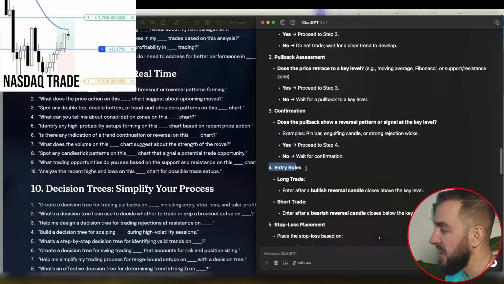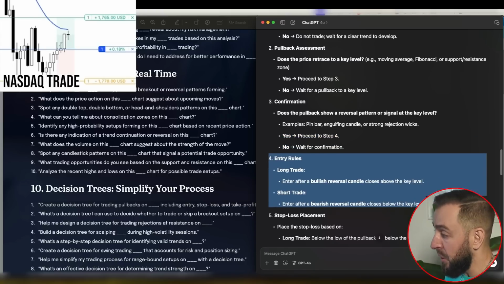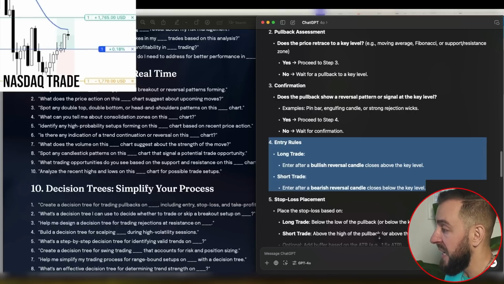4, entry rules. Long trade, enter after a bullish reversal candle, closing above the key level, or for a short trade, enter after a bearish reversal candle, closing below the key level.